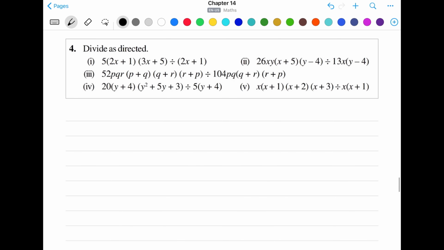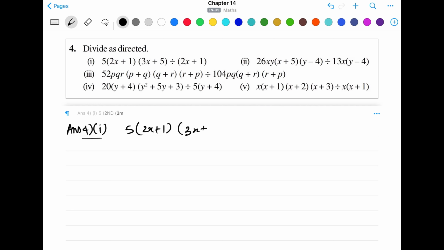Moving to the next question. Question number 4 is divide as directed. It's again very simple. Let's start with part 1 of question number 4. We are given 5 into 2x plus 1 into 3x plus 5, which is to be divided by 2x plus 1.